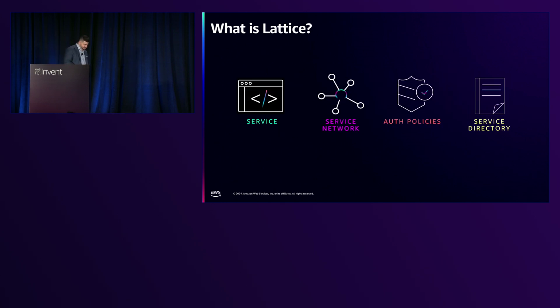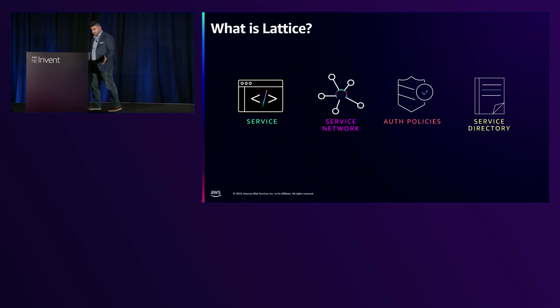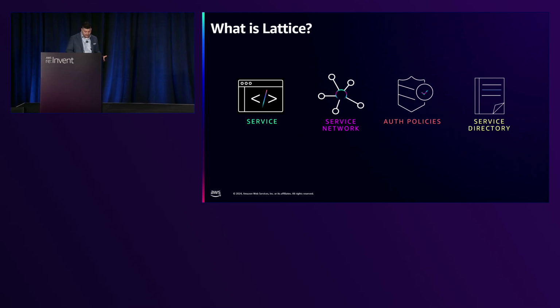First is a Lattice service. A Lattice service is, think of it as an application endpoint. A service network is a collection of services, one or more services. And this grouping primitive, this grouping abstraction, actually helps you share and manage your applications in a really elegant way. There are auth policies, IAM policies that can be applied to both service networks or services individually. And lastly, there's a service directory, which is a discoverability tool to discover the services in a service network. This is important when there are a lot of services in a service network.